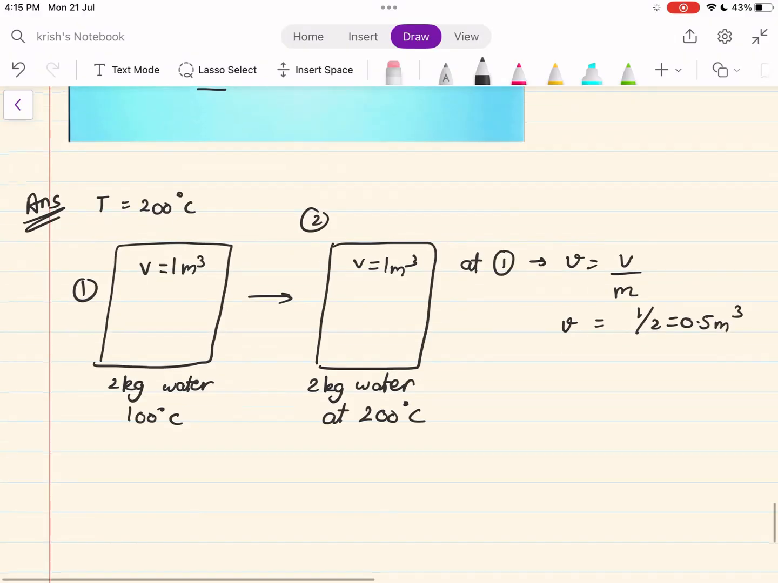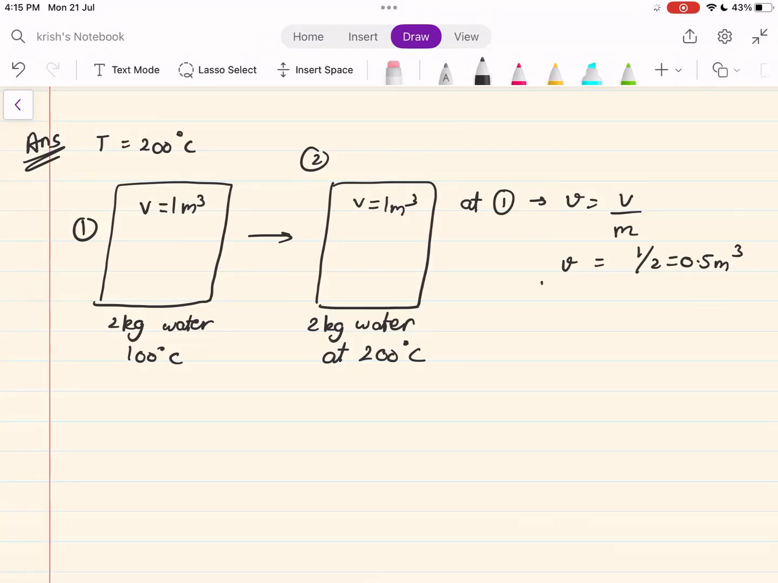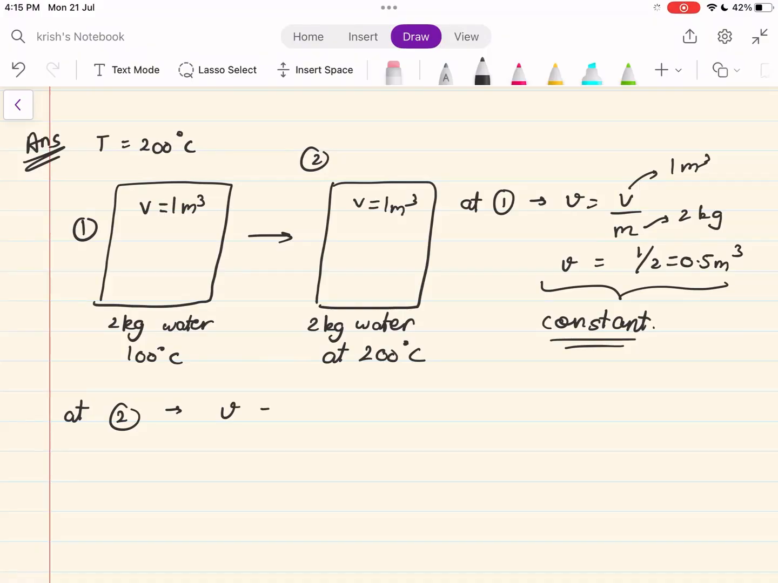Right. Now, if we see, this will remain constant because our capital V is also constant at 1 meter cube and our total mass of the substance, not in any state, is also constant at 2 kg. So at state 2 also, we will have a specific volume of 0.5 meter cube.